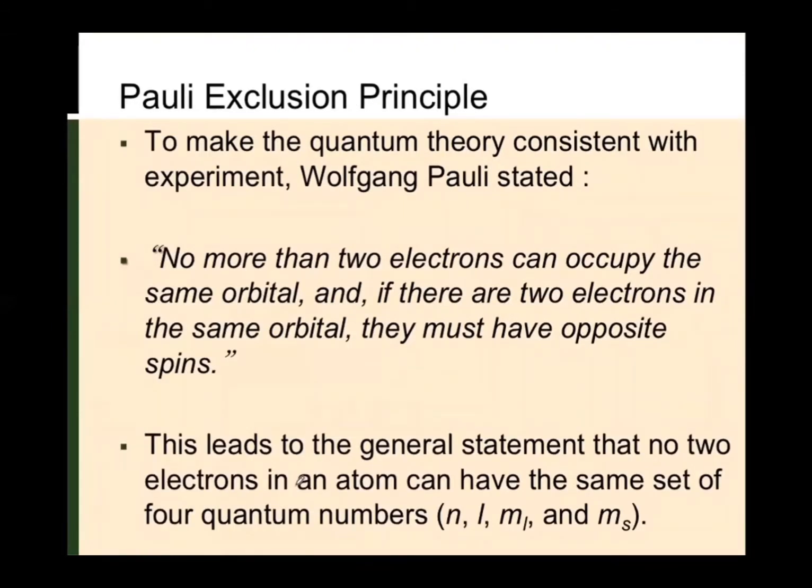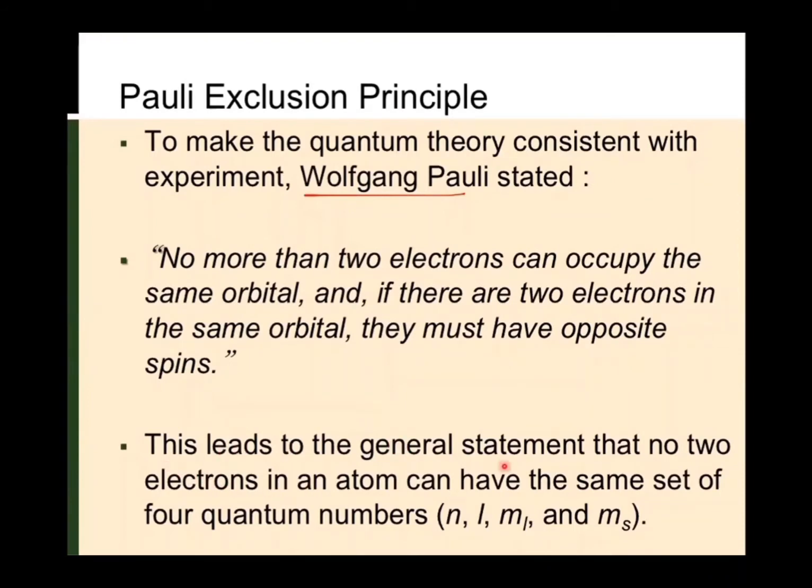So the Pauli exclusion principle is a huge driving factor in these orbital configurations. It is a statement from the scientist Wolfgang Pauli that no more than 2 electrons can occupy the same orbital. And if there are 2 electrons in the same orbital, they must have opposite spins. That's ms. So they can have the same n, the same l, and the same ml values. However, the last quantum number, ms, must be different, because they must have different spins. Otherwise, we end up with an incorrect orbital assignment.